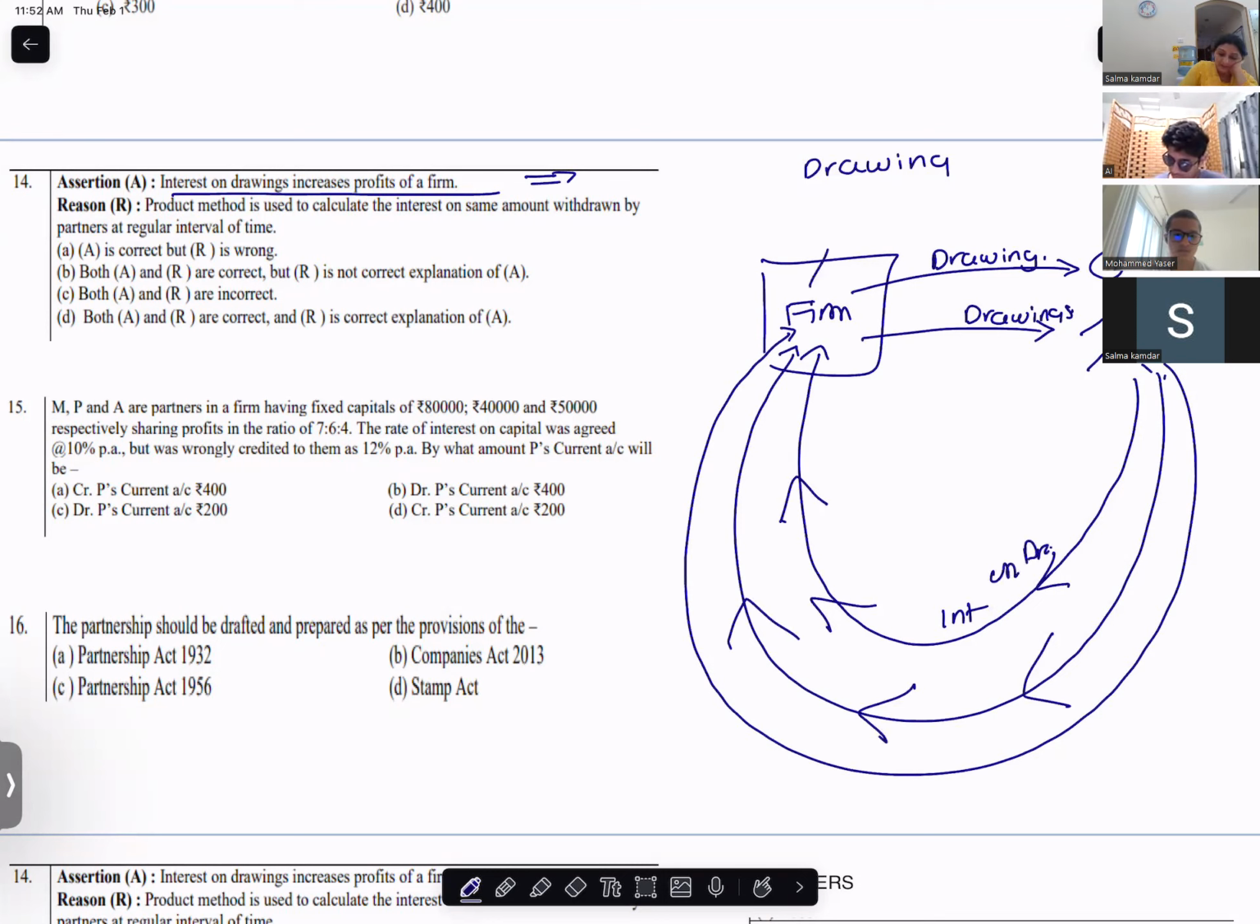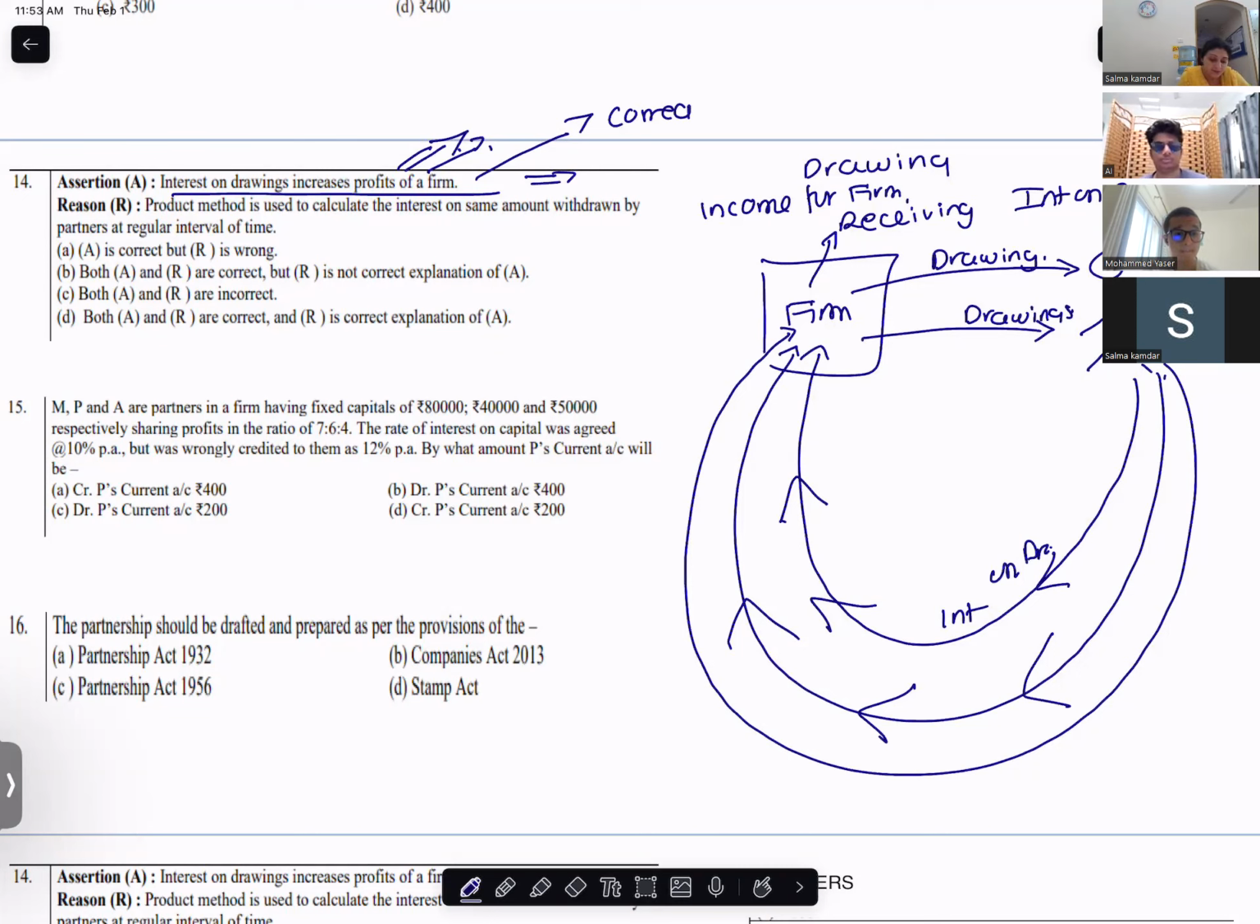So the firm is receiving interest on drawings. If the firm is receiving interest on drawings, this is income for the firm. So that means it increases the profit. Yes, this is correct. Come on, let's go ahead.